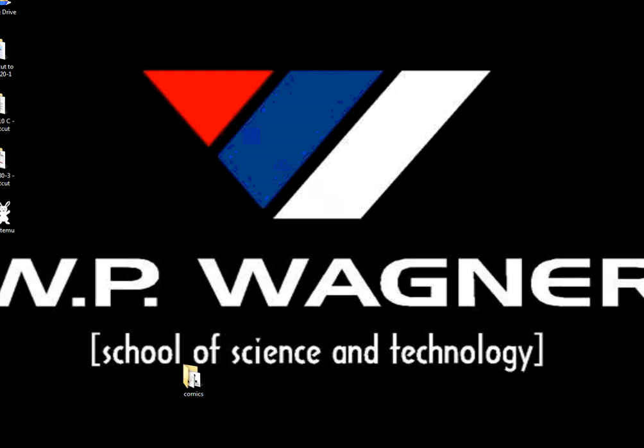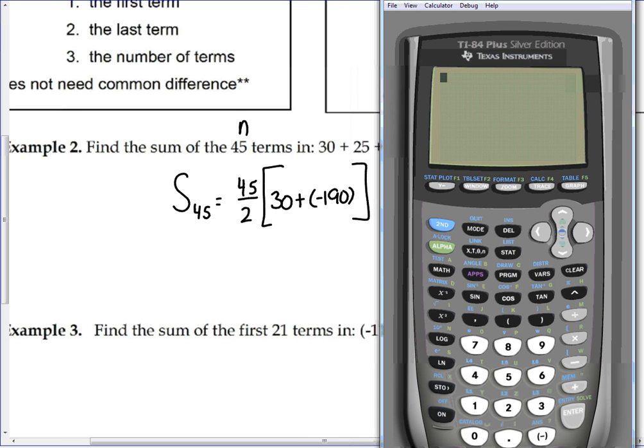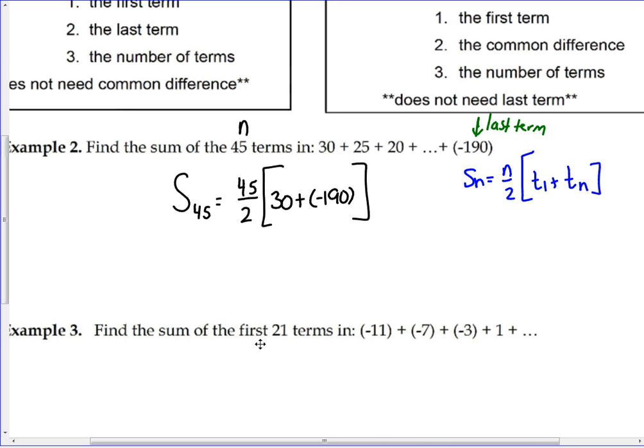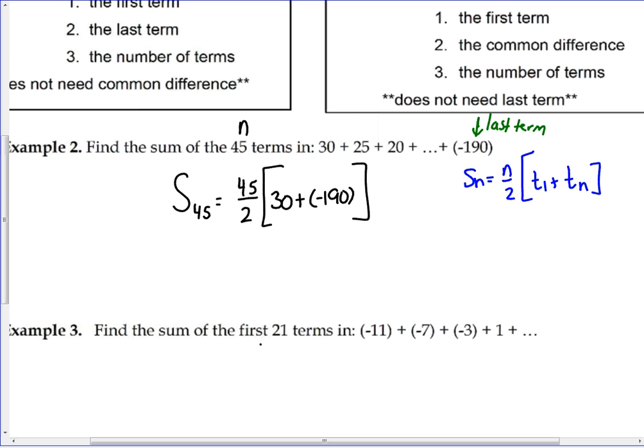Let me grab my calculator. There it is. Okay. So 45 divided by 2 times 30 plus, the negative is below the 3. You have to use the negative symbol there. Negative 3,600. Do you get the same thing? I hope so. No one's arguing with me, so that's good.